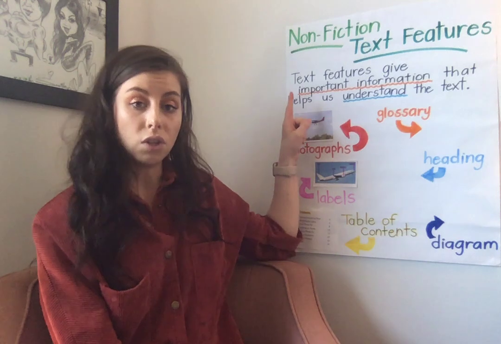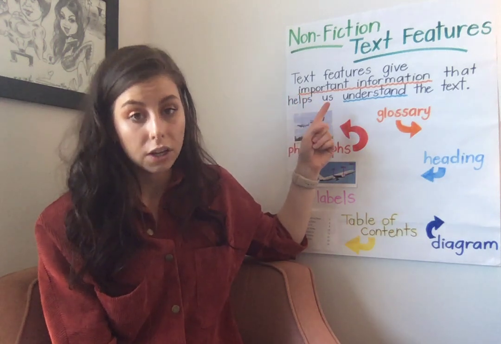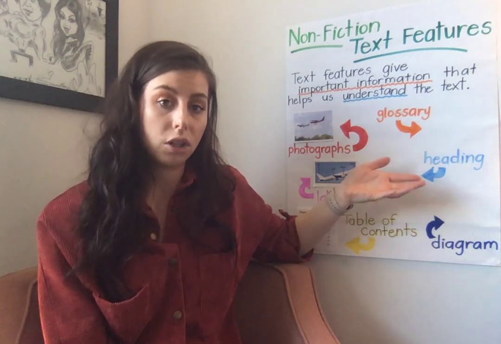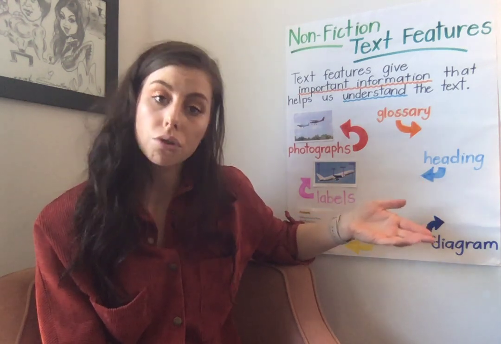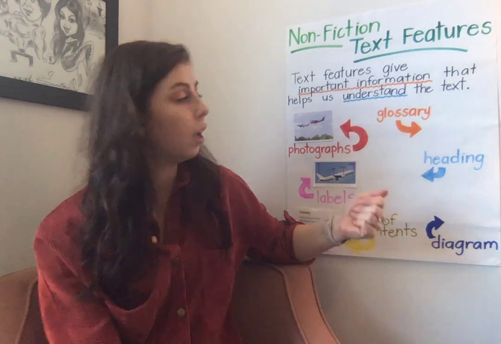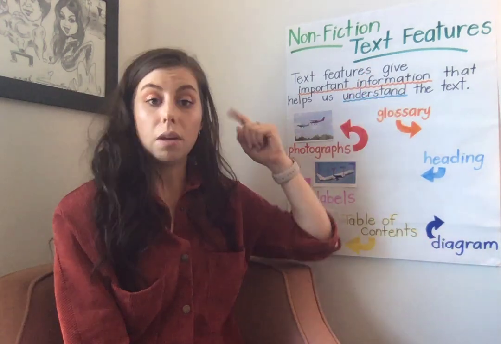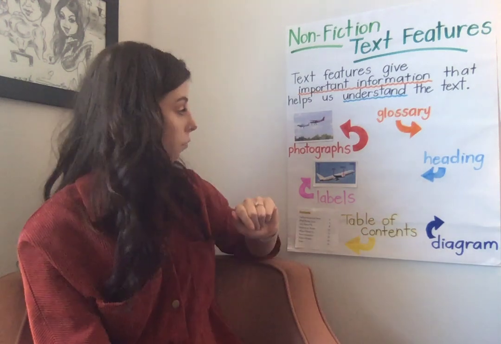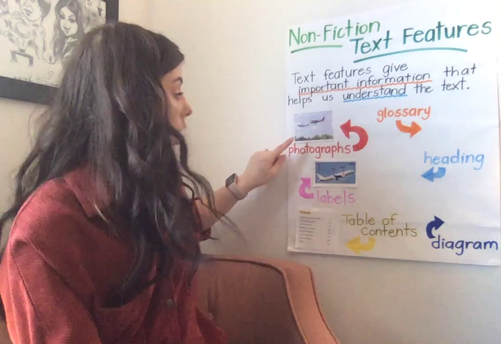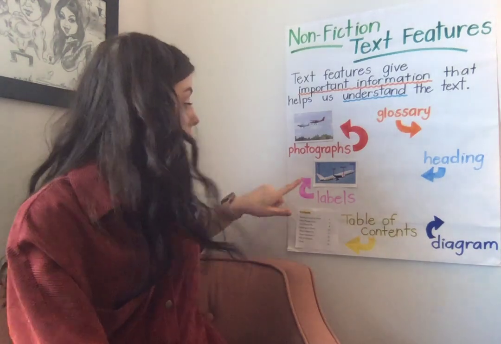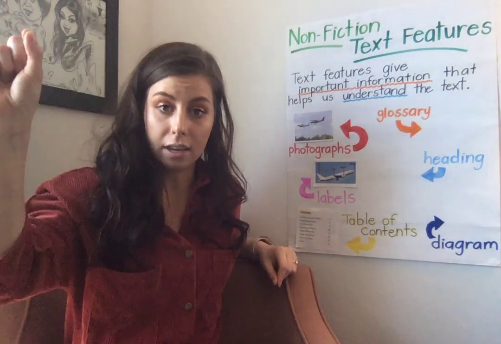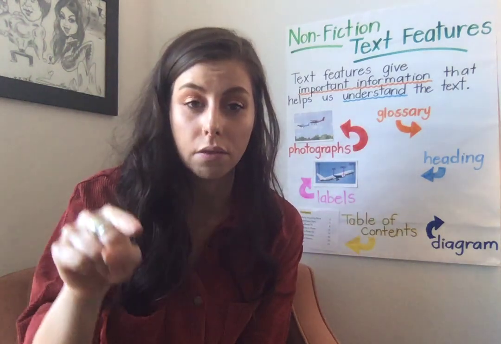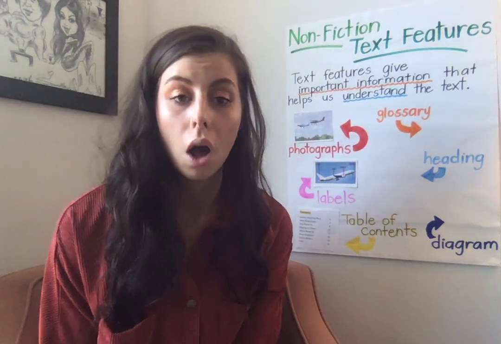So text features, you see them in non-fiction books. Sometimes you can see them in fiction books, but most of the time they're in non-fiction books. Non-fiction means a true story or a teaching book. Text features give important information to help you understand a book. Some kinds of text features are photographs, labels, and a table of contents. Table of contents happens in the very front of the book, and it tells you what you're going to learn about in that book.